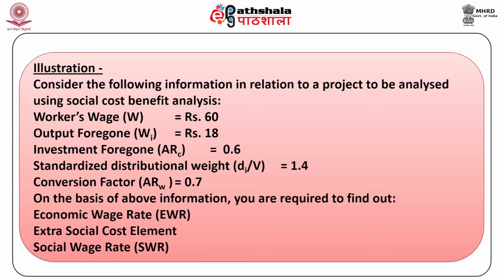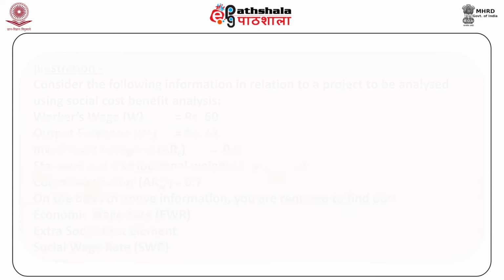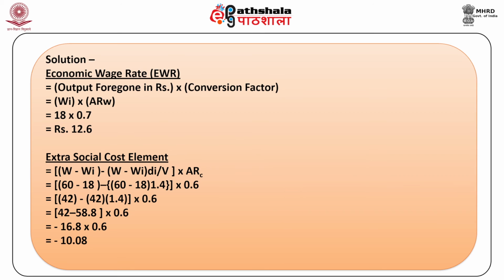Now, on the basis of the above information, you are required to find out A. EWR, that is economic wage rate, B. extra social cost element, and C. SWR, that is social wage rate. Solution. Economic wage rate, that is EWR. It is given by the formula output foregone in rupees into conversion factor, which is equal to WI into ARW, which is equal to 18 into 0.7, which is equal to rupees 12.6.